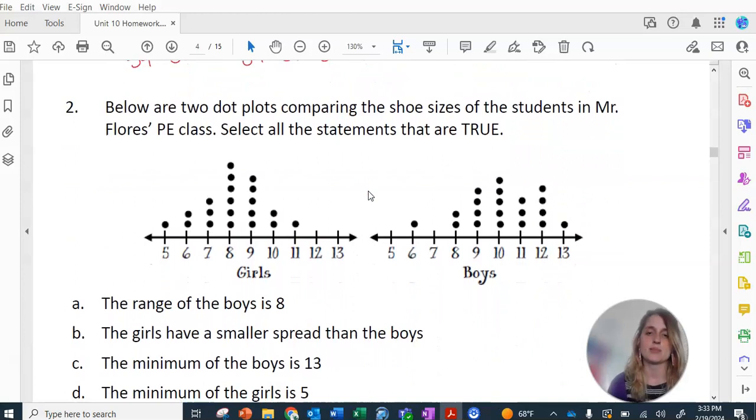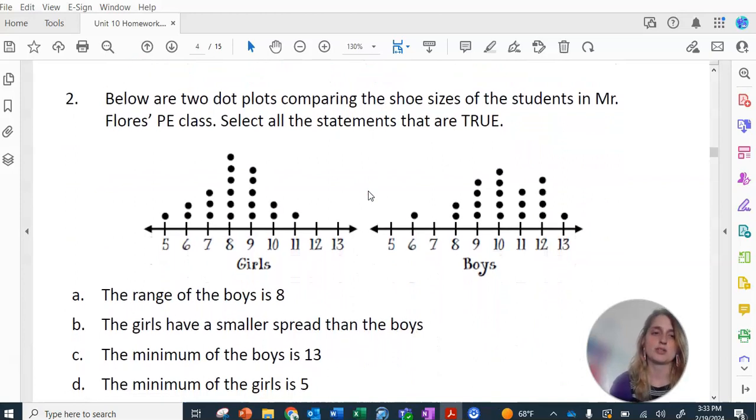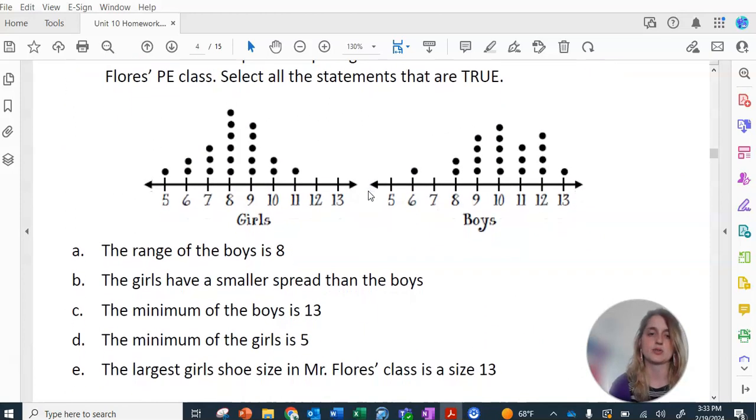Below are the 2 dot plots comparing shoe size of the students in Mr. Flores' PE class. Select all the statements that are true. The range, remember to find range, you do maximum minus minimum. The range of the boys is 8. I see the biggest boy number is 13 and the smallest boy number is 6. Subtract and see if that makes 8.